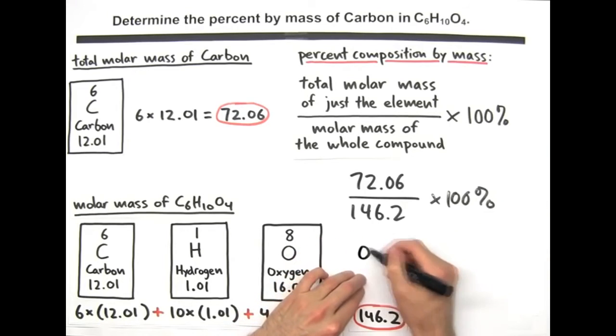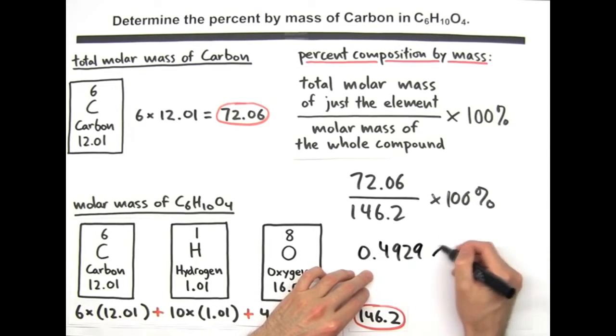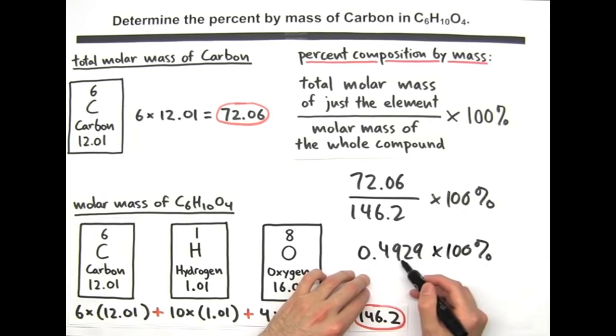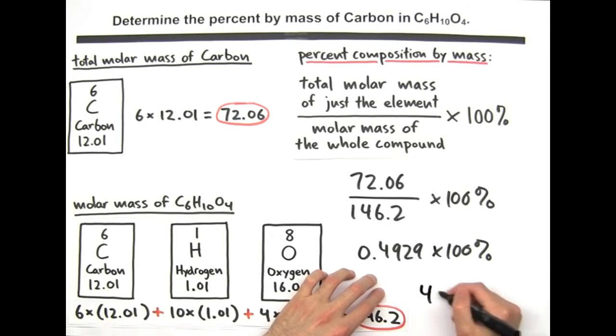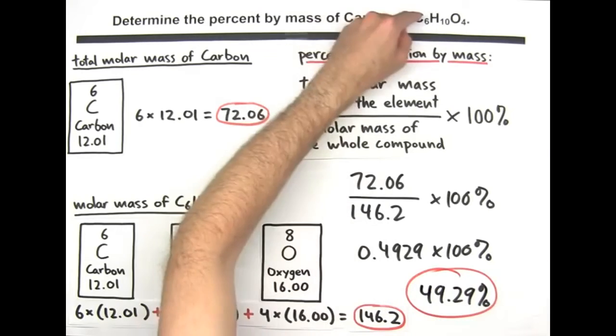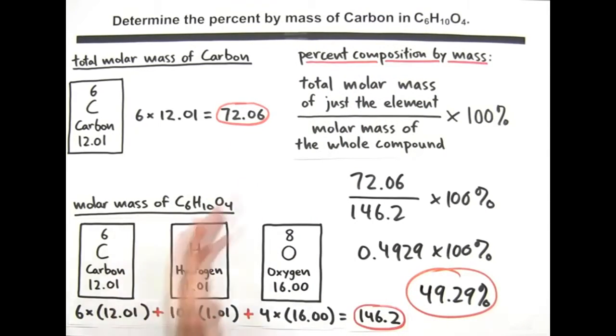The first step is going to give me 0.4929 times 100%. And the second step, moving this over 2 spots and turning it into a percentage, is going to give me 49.29%, percent by mass of carbon in this big compound. So that is how to calculate percent composition by mass, also known as percent by mass.